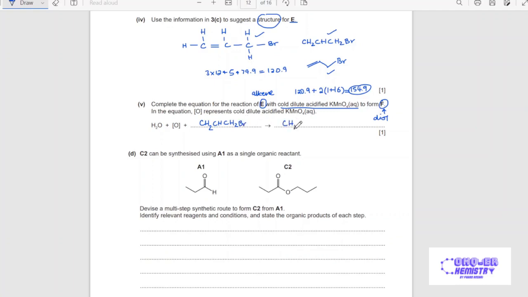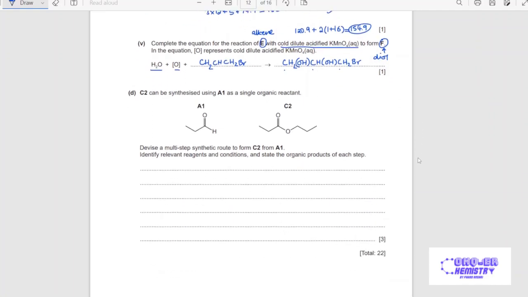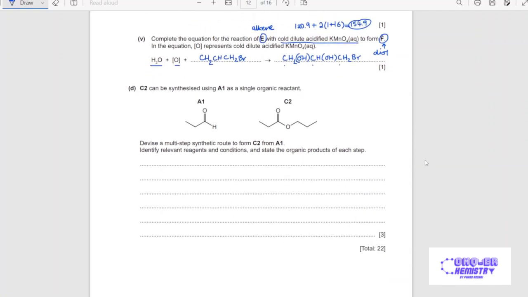So the first carbon atom gets bonded to an OH. This will be in brackets. And then I have the second carbon atom also bonded to an OH in brackets. And then I will have CH2Br. I have 1, 2, 3 carbon atoms. That's it. Just to check the balancing, I have 2 OHs added. And this H2O and 1 oxygen atom from the KMnO4 will result in 2 OH groups. Perfect.